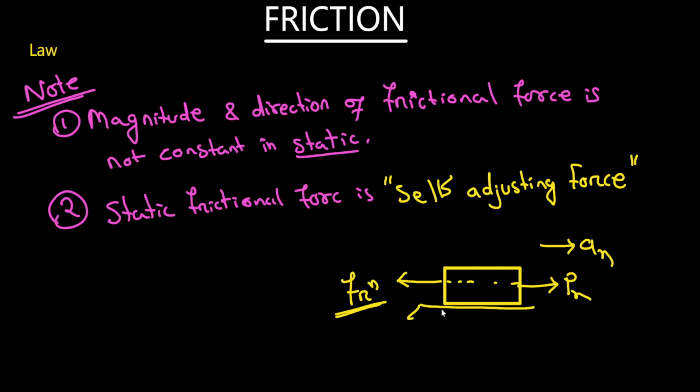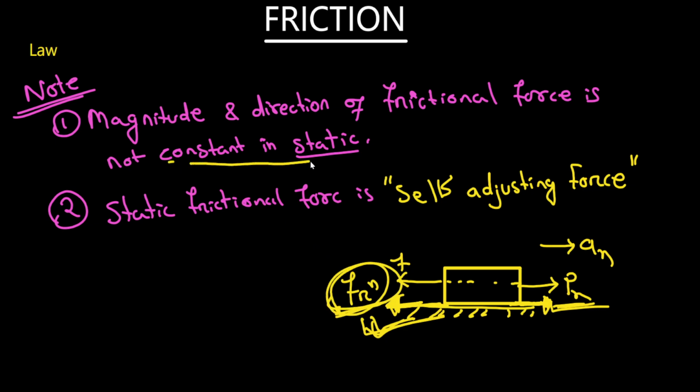Here is the force component along this line, and here is the frictional force, along the contact surface. Getting my point? These are the two forces. They are collinear to each other and opposite in direction. What is the magnitude of the friction force? We will see. And he is saying the magnitude and direction of the frictional force is not constant.